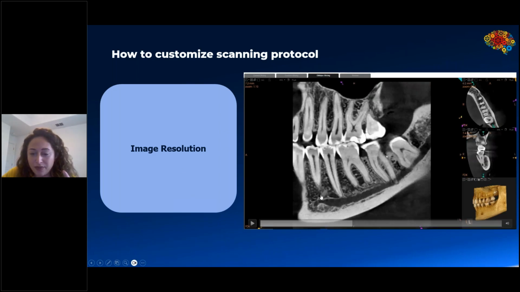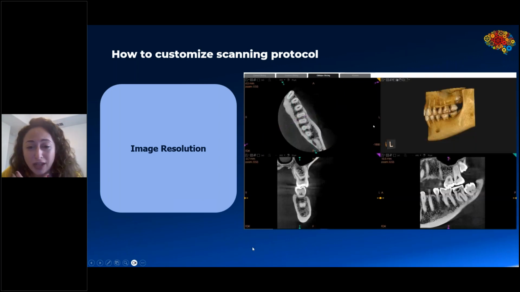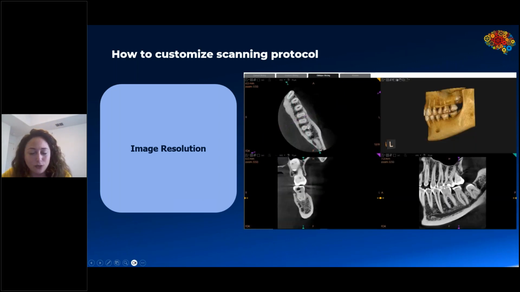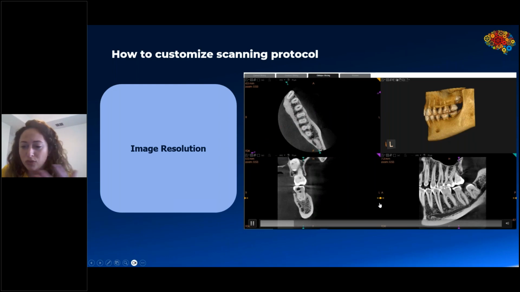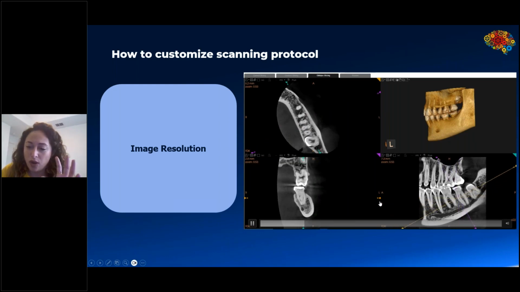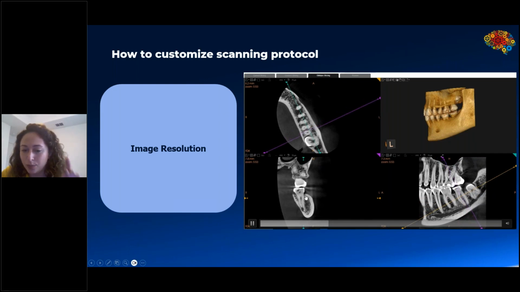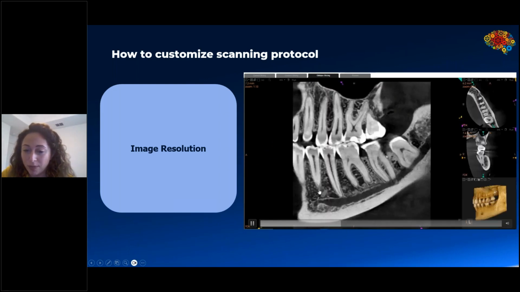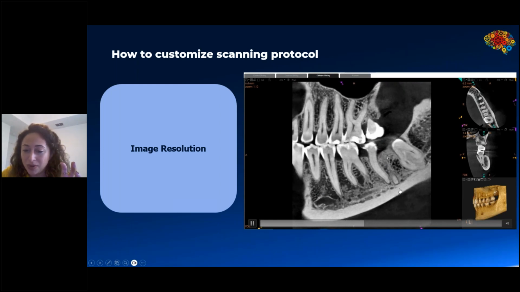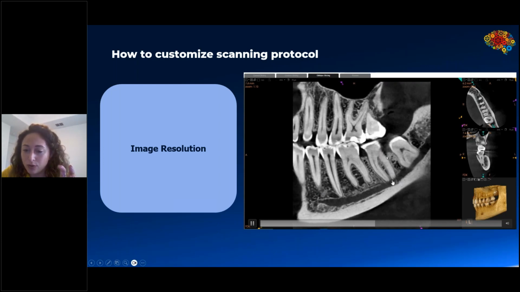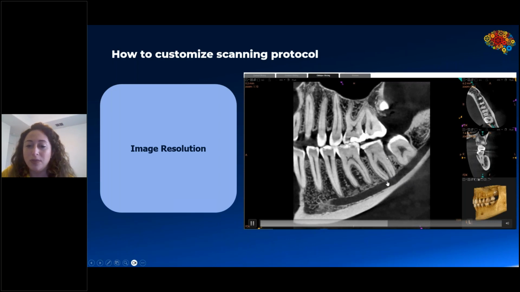Another one was the field of view. So this patient came in with generalized pain on her left side and couldn't really tell which tooth is the culprit. So when the clinician took the CBCT scan, they could see that that pain is most probably coming from tooth number 18, where there's a deep caries, but at the same time, you can see how close the roots are to the mandibular canal.